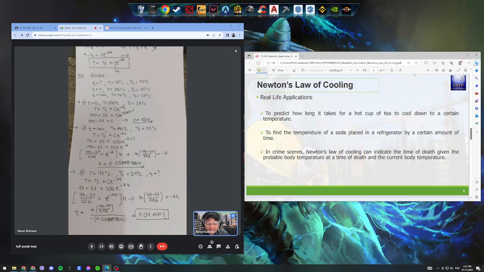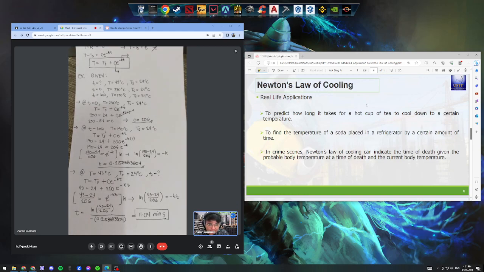If you want to know the temperature of your certain like coffee, no? Let's just say coffee, then you can use, no? You can use this method process, the Newton's law of cooling.